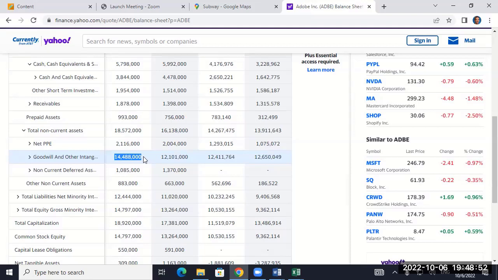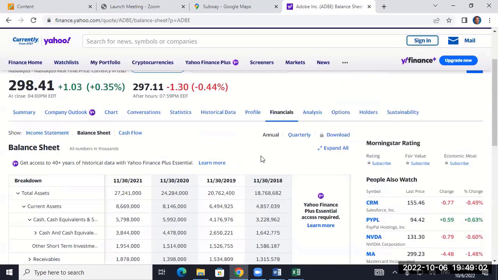Do you throw goodwill out and then do their asset turnover? You could. That'd be kind of a strange way to address it. But why is their asset turnover so weak? Is it because they keep acquiring firms?